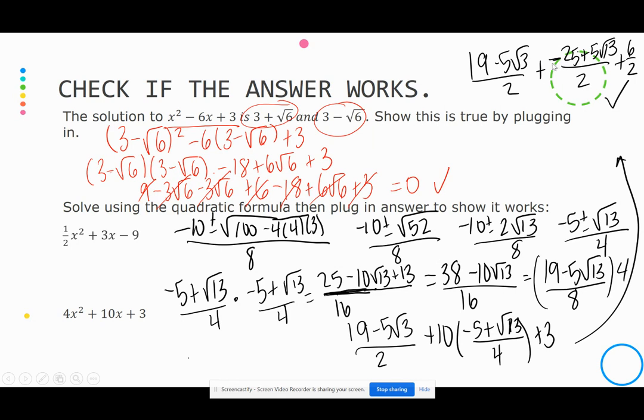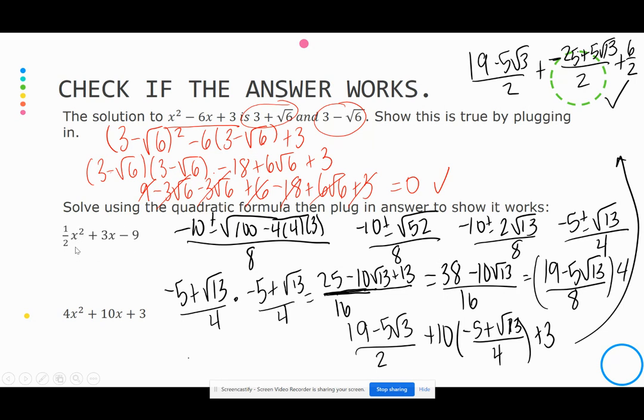I distribute the 5 in. So 5 times negative 5 is negative 25. 5 times the square root of 13 is 5 square root of 13. And then I want everything in the same denominator, so I change the 3 to 6 halves, so 6 divided by 2. And if I look, we can get rid of the 2's because it's the same thing as the denominator, and I do 19 minus 25 plus 6. That becomes 0. Negative 5 square root of 13 plus 5 square root of 13 cancels out, so that becomes 0.